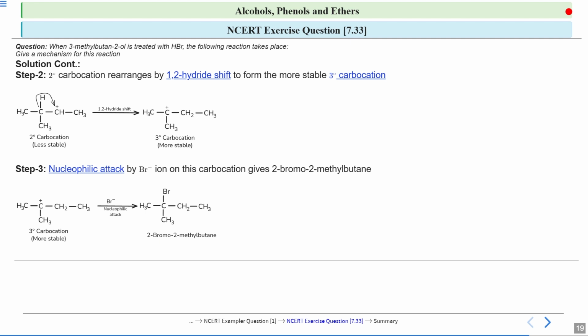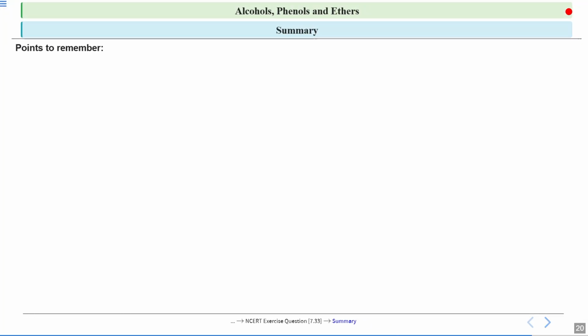In the first step there was protonation, which was followed by the loss of a water molecule. In step 2, the secondary carbocation is less stable, so a 1,2 hydride shift will happen to make it more stable. And then there is nucleophilic attack by Br minus and you will get your desired product. Okay, I hope this is clear. So now let us summarize whatever we studied.